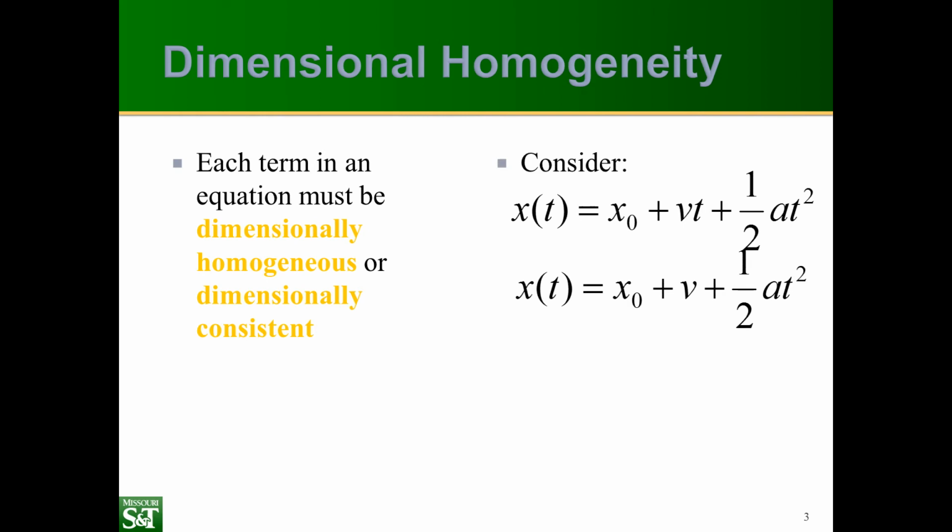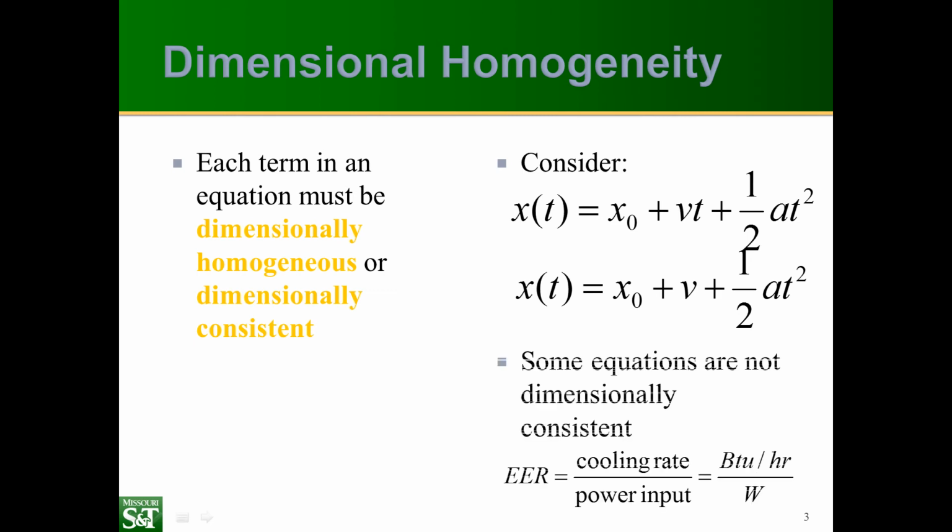So if we look at these two equations, which one is dimensionally consistent? Well, it's this one on the top. You see here we have length. Here we have velocity times time, which is length. And here we have acceleration times time squared, which is length. So all of these terms have units of length. However, in the bottom equation, this one has dimensions of length, velocity, and length. So here we have an inconsistent equation, and we can't use this equation. It's invalid.